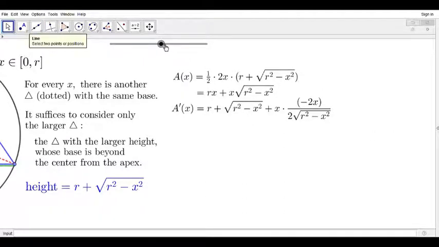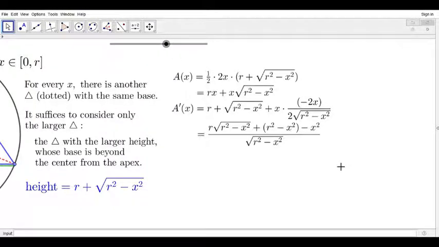Now to find critical numbers, let's clean this up a bit. For example, cancel the 2's and then combine everything under the same denominator. This is what you should end up having. Pause the video if you need to verify. Now, what are the numbers in the domain for which this is undefined, for which the denominator is 0? That's only going to happen when x is r. Remember, the domain is 0 to r. And when is the derivative going to be 0? When is the numerator going to be 0?